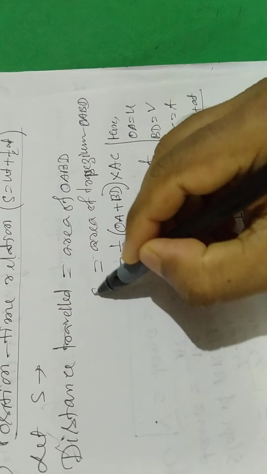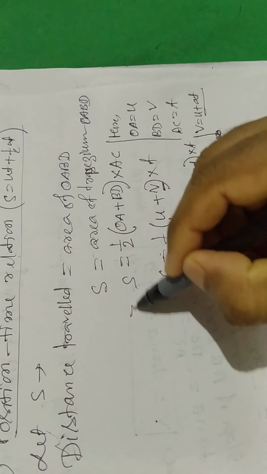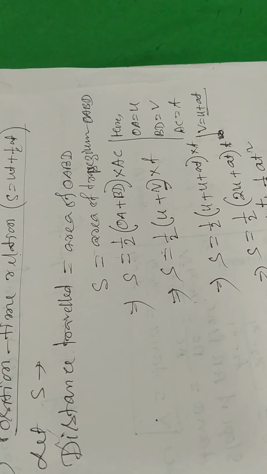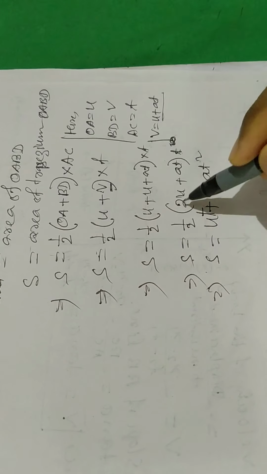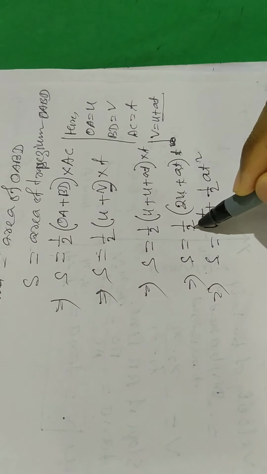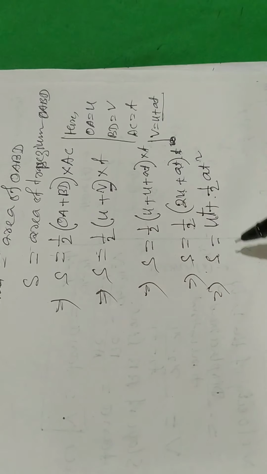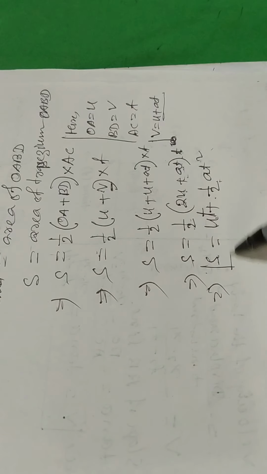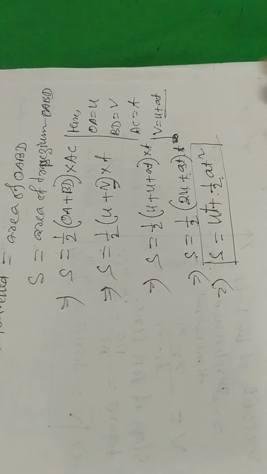So the distance traveled, as we are taking it with plus sign, S equal to half into 2u plus at into t. The 2 and half cancel, giving u and t, ut, plus again half into at into t, half at square. So S equal to ut plus half at square. This is the second relation.